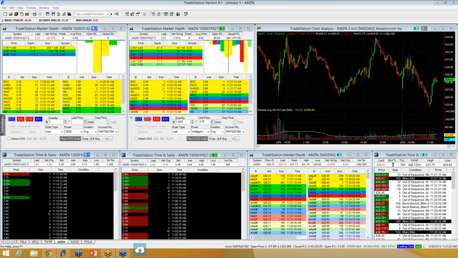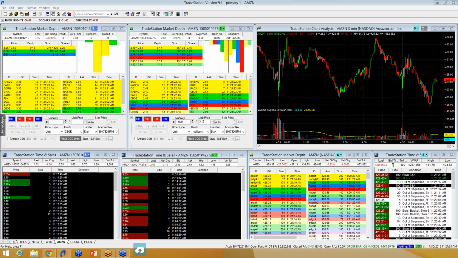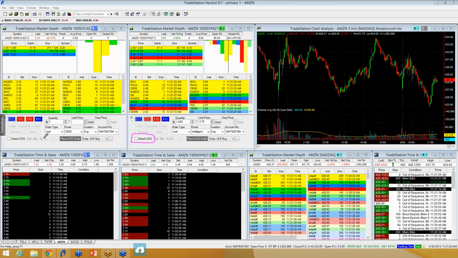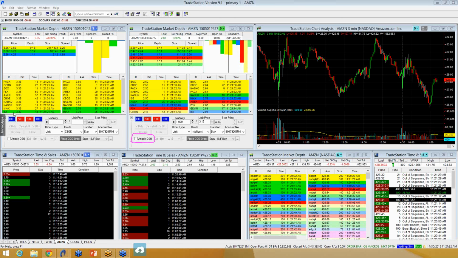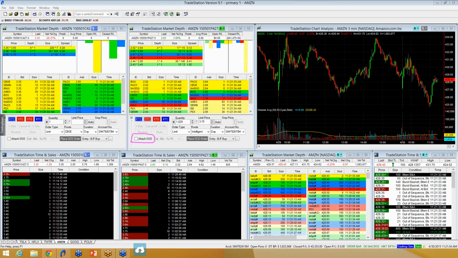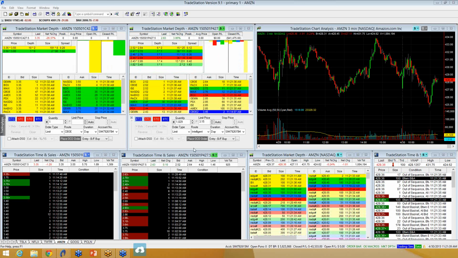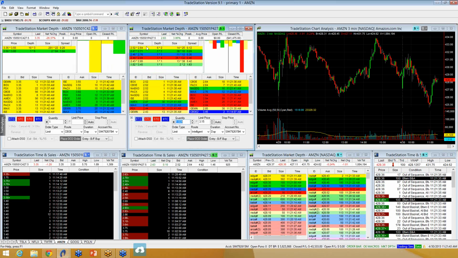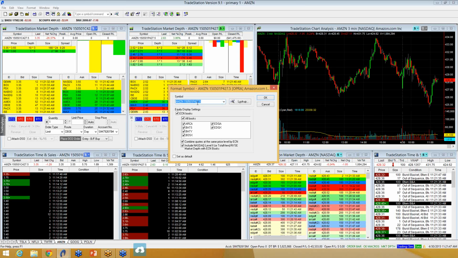So first thing I want to talk about is this order right here, this attach OSO. And what does that mean exactly? And walk through how to use that and how I use this. So attach OSO, what that means is OSO stands for order send order. So say I wanted to buy some Amazon, let's get 430 puts pulled up here.